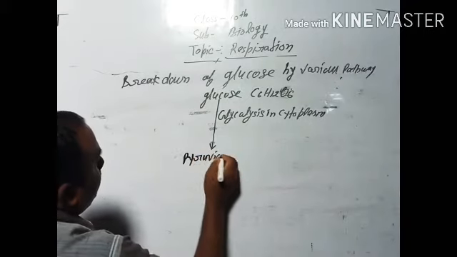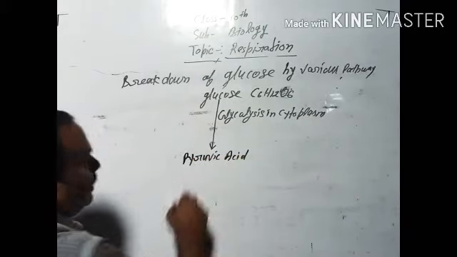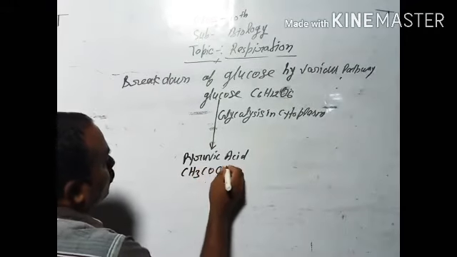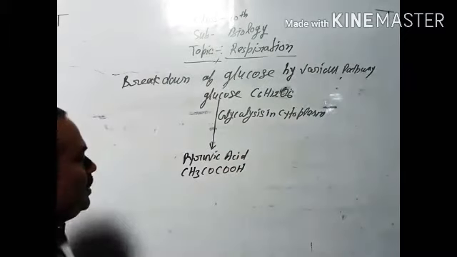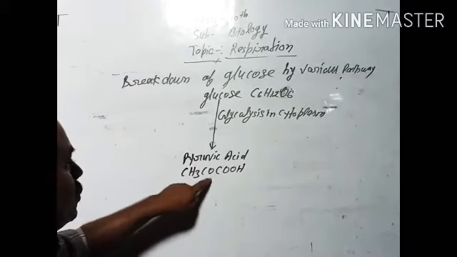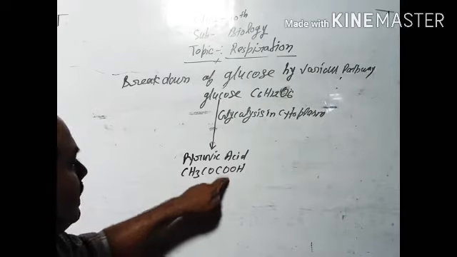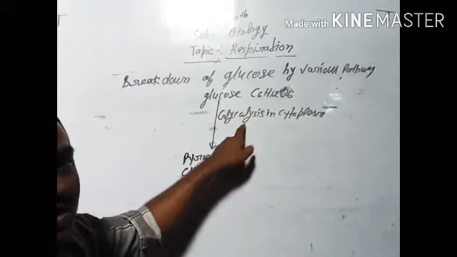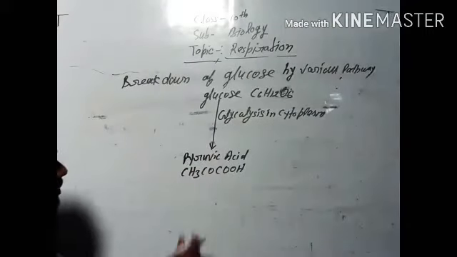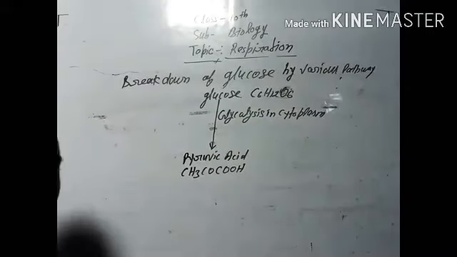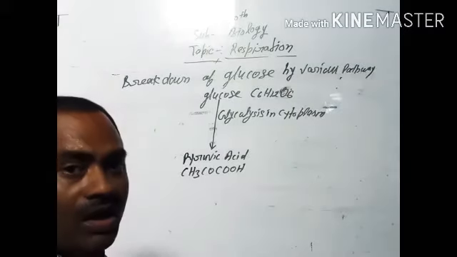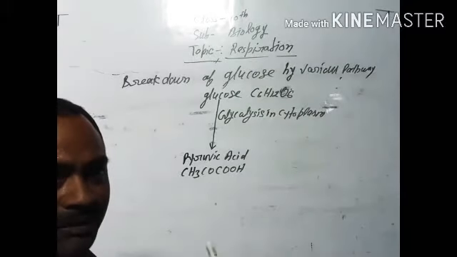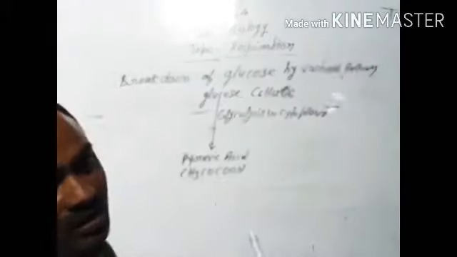Pyruvic acid. The formula of pyruvic acid is CH3COCOOH. It is completed in the cytoplasm. This process is known as glycolysis. Then it occurs in the presence or absence of oxygen. It is also divided into three types based on oxygen being present or absent.